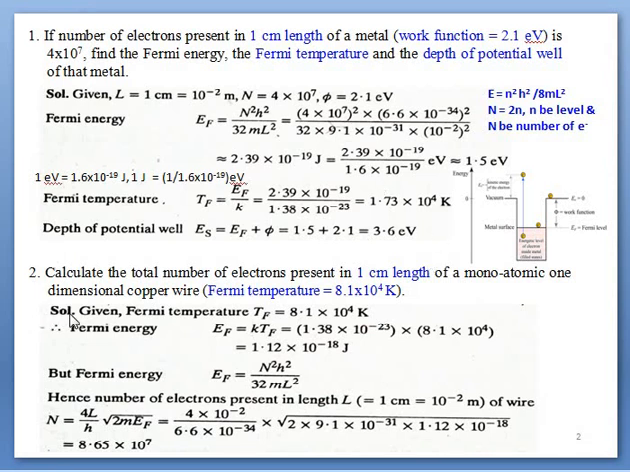Now moving to the next numerical, we have to calculate the total number of electrons present in 1 centimeter length. In this numerical, we have to calculate the concentration of electrons. Length is given, Fermi temperature is given. So with the help of Fermi temperature, first of all we calculate EF, the Fermi energy.